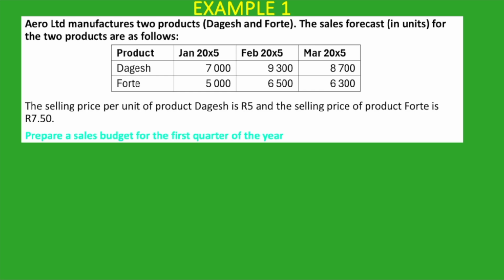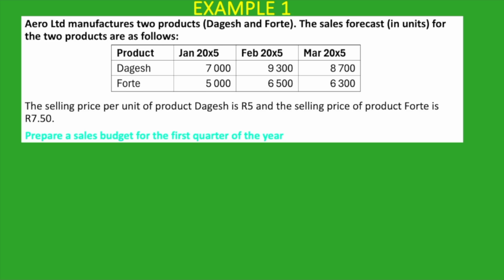Here we go. Aero Limited manufactures two products, Dagesh and Forte. The sales forecast in units for the two products are as follows. Product Dagesh, we anticipate to sell 7,000 units in January 20x5, 9,300 units in February, and 8,700 units in March. And we have the units as well for the 3 months for Forte. The selling price per unit for product Dagesh is 5 Rand, and the selling price of product Forte is 7 Rand 50. Prepare sales budget for the first quarter of the year.